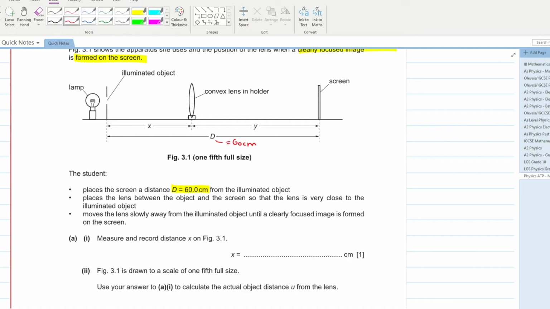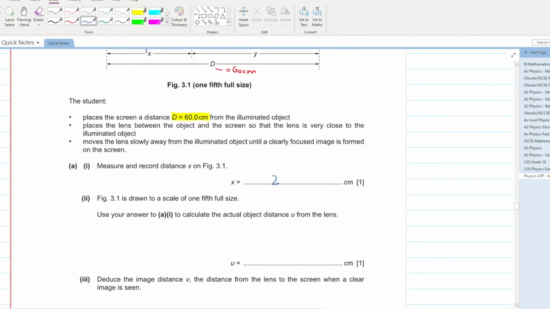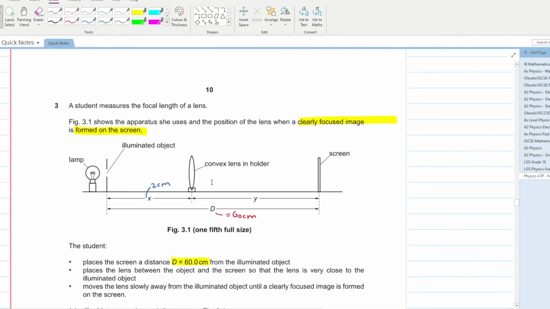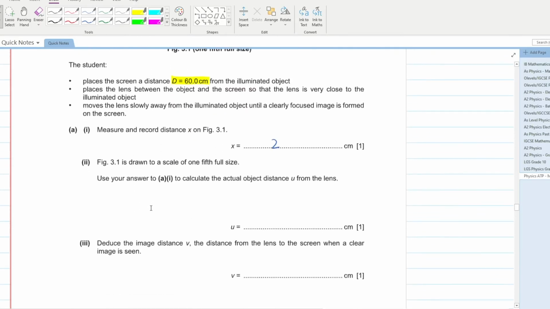Pretty basic. Measure and record the distance x. Now you will have to measure this with a meter rule. I don't have a meter rule right now, so let's say this is coming out to be 2 centimeter. I am writing it here as an imaginary number. This is not the actual marking scheme. You can measure it with a meter rule. Figure 3.1 is drawn to a scale of 1/5.